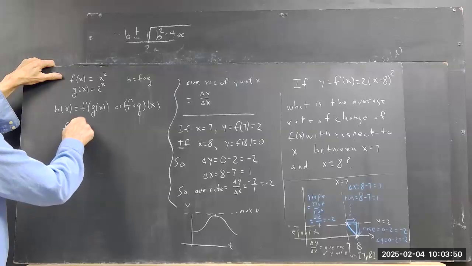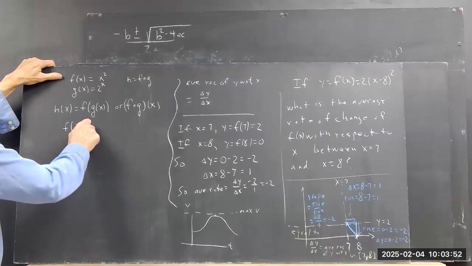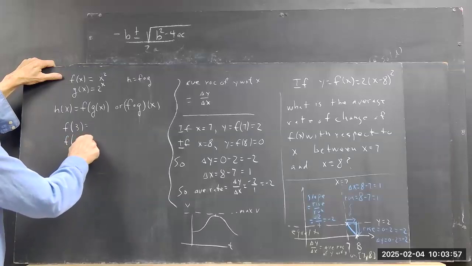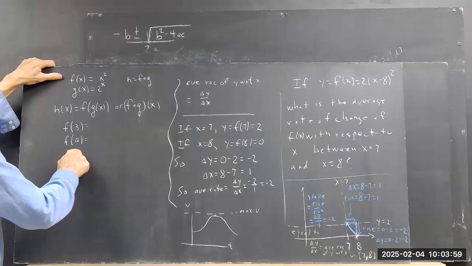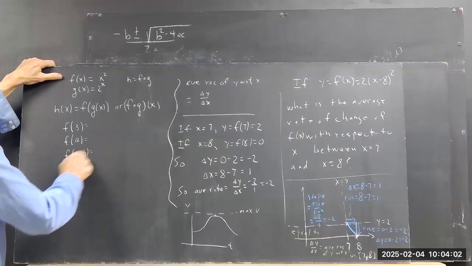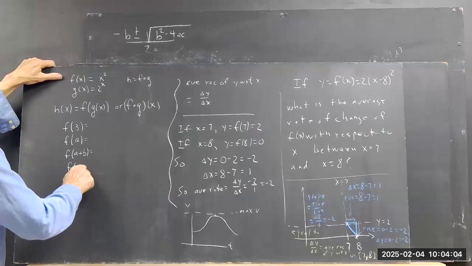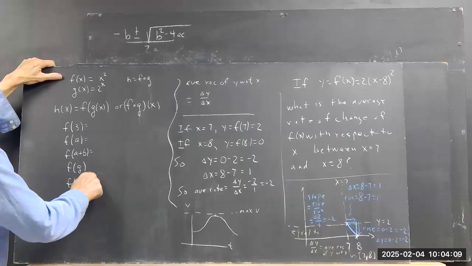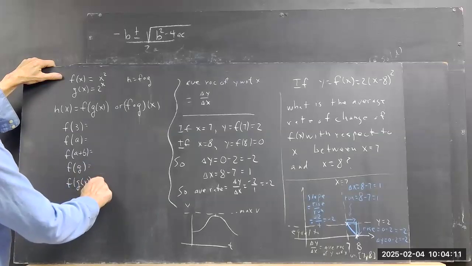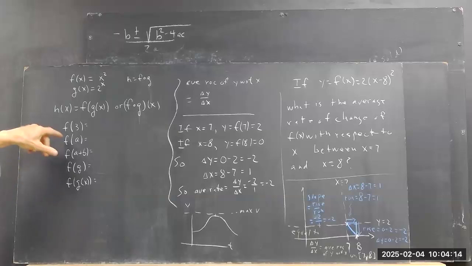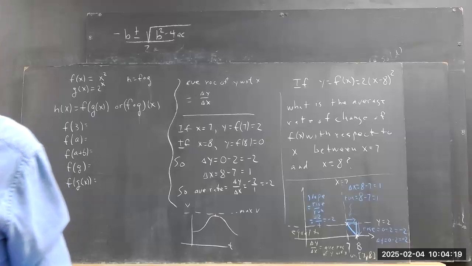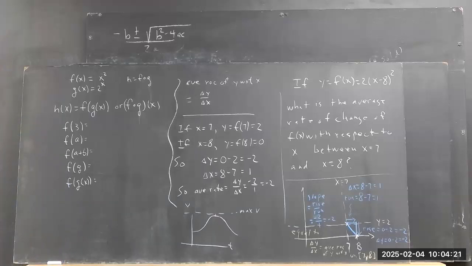What's F of 3? What's F of A? What's F of A plus B? What's F of G? What's F of G of X? Write down quickly what these are. Let me see what you're thinking. And then we'll try to really nail this notation for F of G of X.